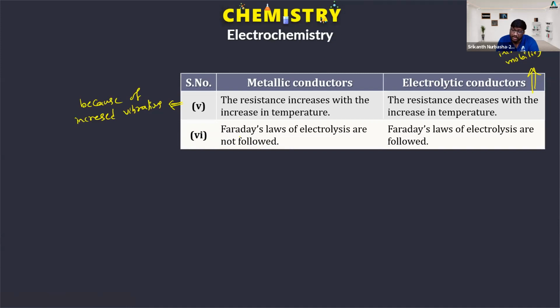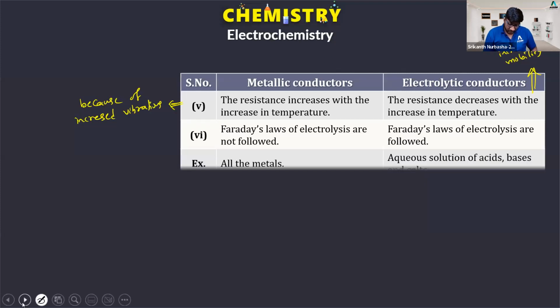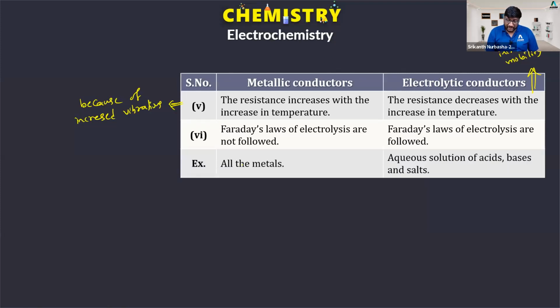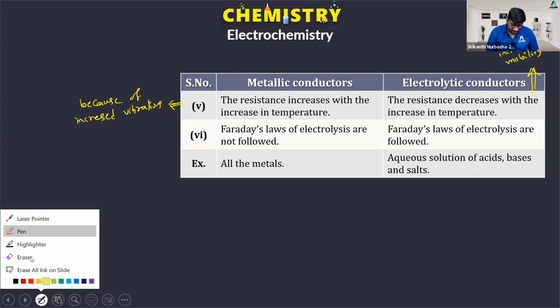Faraday's laws of electrolysis are not followed in metallic conductors, whereas they are followed in electrolytic conductors. What are Faraday's laws and what are the details in them? We are going to study that. Examples of metallic conductors are all the metals. Examples of electrolytic conductors are aqueous solutions of acids and salts, right?